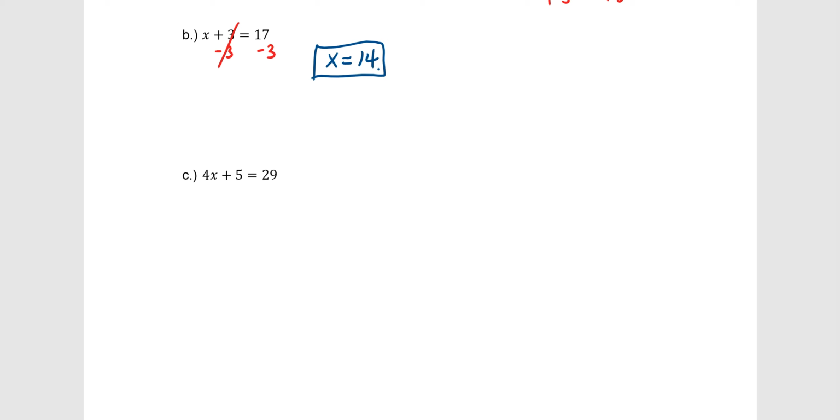And once again, let's just double check this. Check: plugging in 14 for x, it becomes 14 plus 3 equals 17. Question mark, we're checking it. 14 plus 3 is 17. So we are good, and that is our answer.